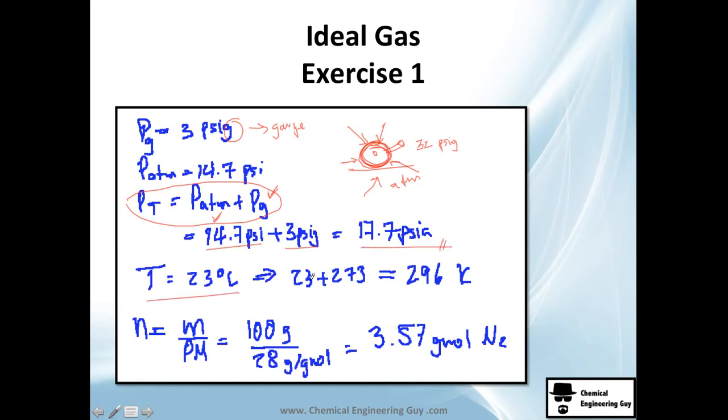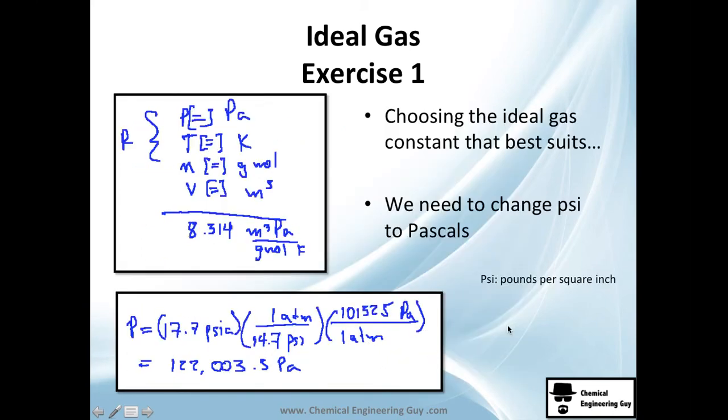Now the same for the temperature. Hopefully you know how to change to Kelvin. I will not get into that, just add this number, and we get the absolute temperature here. And finally we get the number of moles. We have mass, but we don't need mass, we need moles. So we calculate the moles and it's 3.57 gram moles of nitrogen. And we have essentially everything. Just let me check the units. We have pascals. No, we actually have psi. We have Kelvin, yes. We have gram mole, yes. And we have cubic meter, yes.